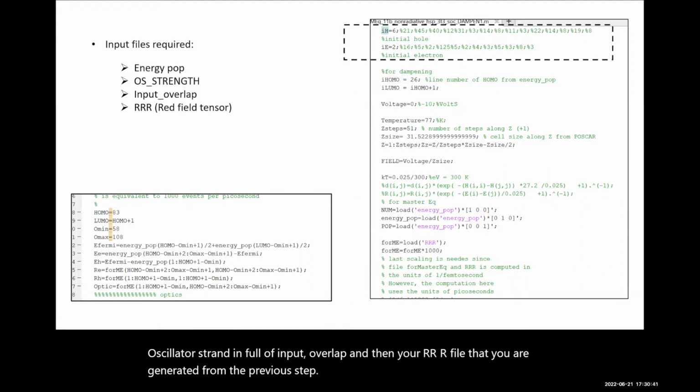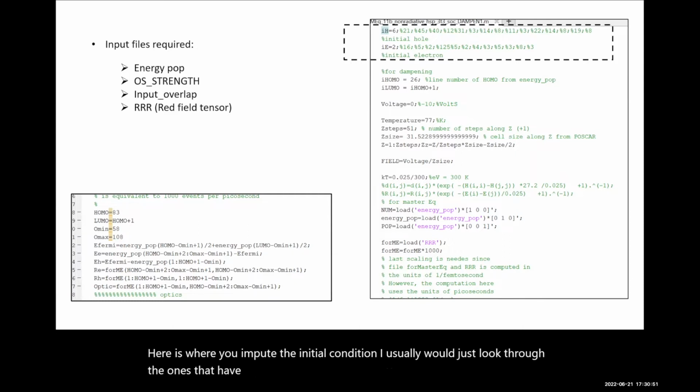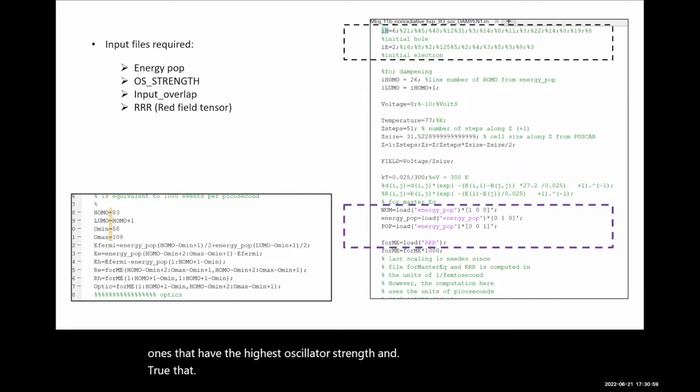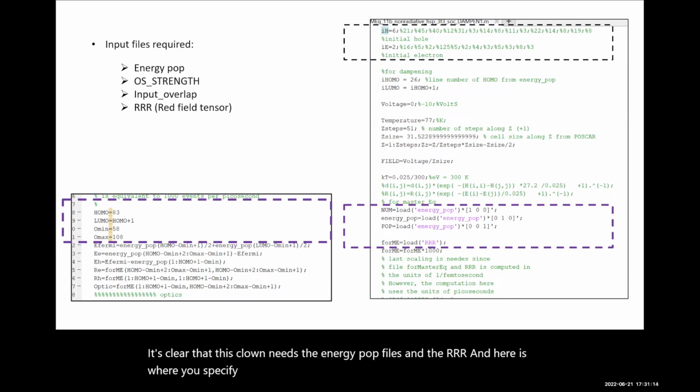So here is where you input the initial conditions. I usually would just look through the ones that have the highest oscillator strength and choose that. And here it's clear that this file needs the energy pop files and the RRR. And here is where you specify your O min and O max for your structure.